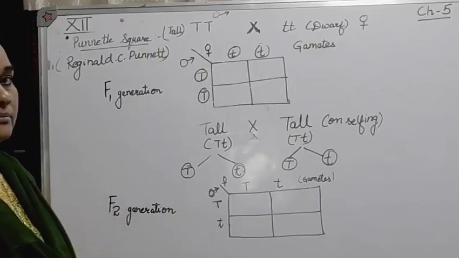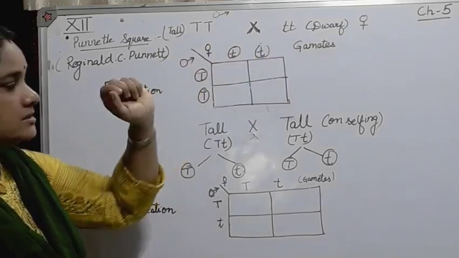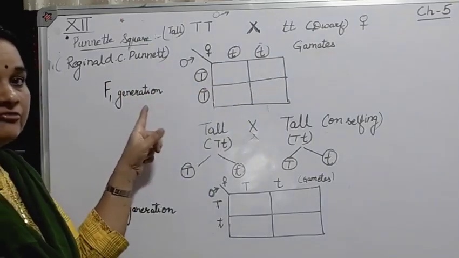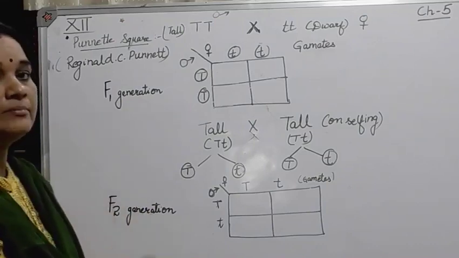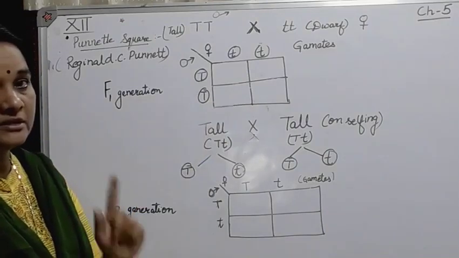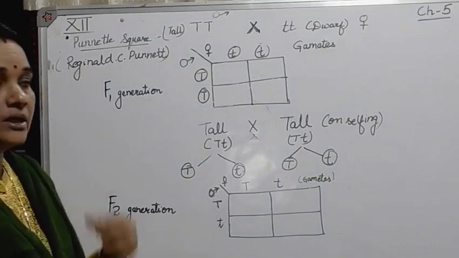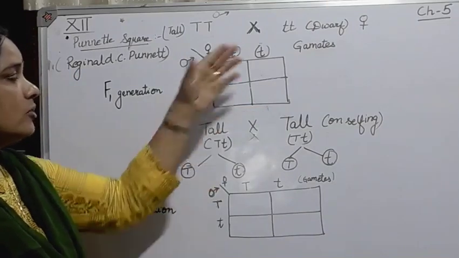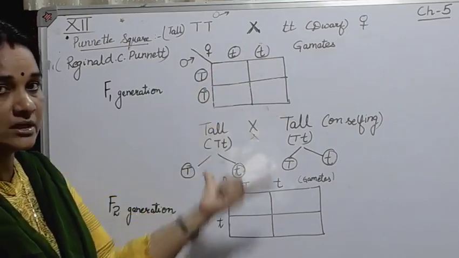Now, based on Mendel's experiment, the production of gametes by the parents, the formation of the zygote, and the kind of genotype formed during the F1 generation and F2 generation can be depicted very nicely in the form of a square known as the Punnett square. This was developed by a British geneticist, namely Reginald C. Punnett. This is a very easy method to see how the gametes get segregated and how the zygotes are formed during the F1 generation and F2 generation.